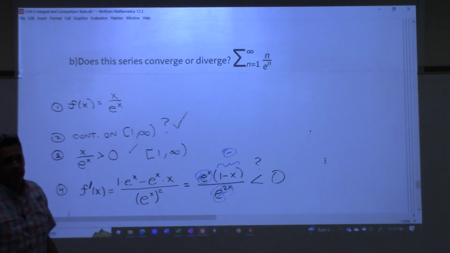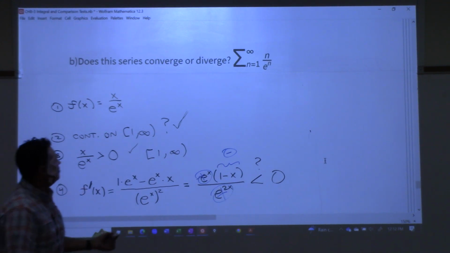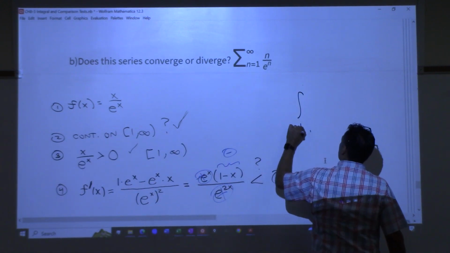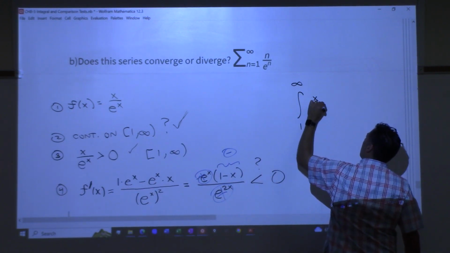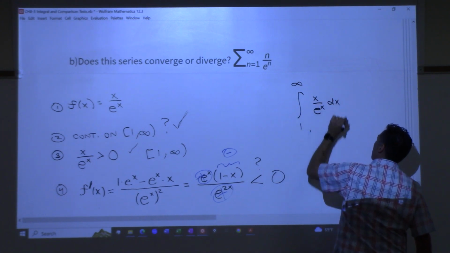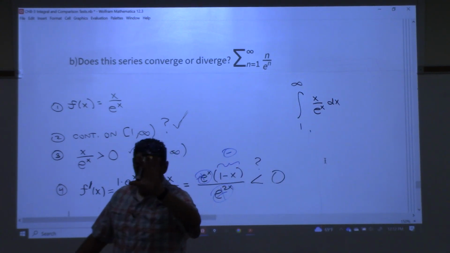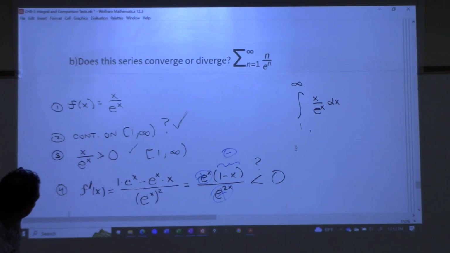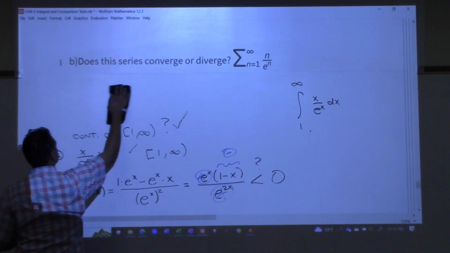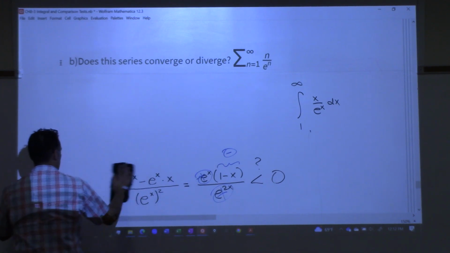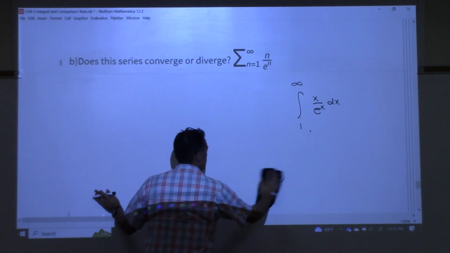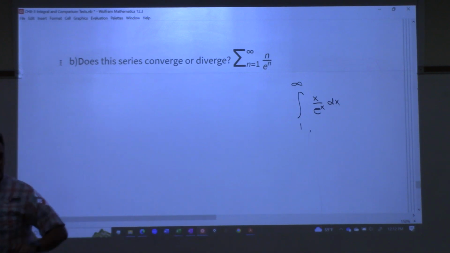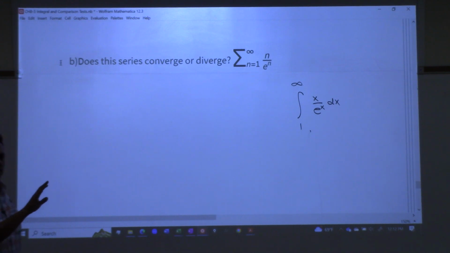So we've got it. So now I do the integral from 1 to infinity of x over e to the x dx. How do we do that integral? Don't answer. I want everyone to think about it. Okay, raise your hand if you think you got it. Who else thinks they know how to do it?